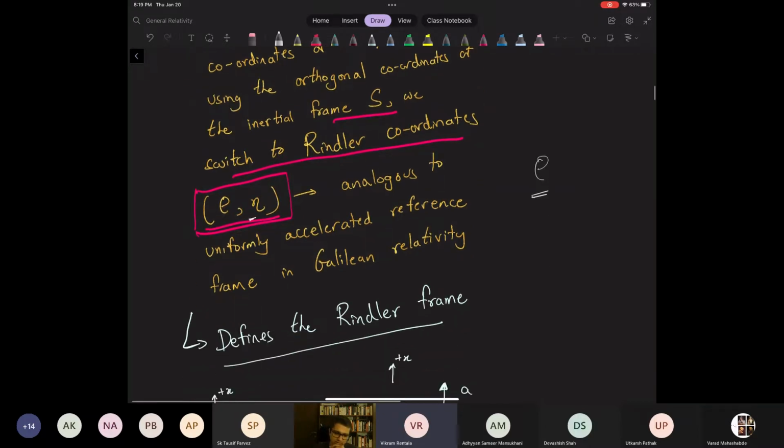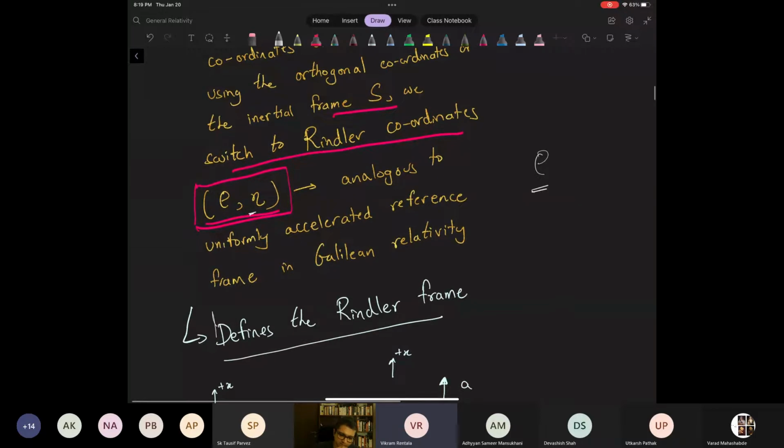So this defines what is called a Rindler frame. That is, instead of describing the space-time points by inertial coordinates, you describe them by so-called Rindler coordinates. That is, you describe them by a rho and an eta value.